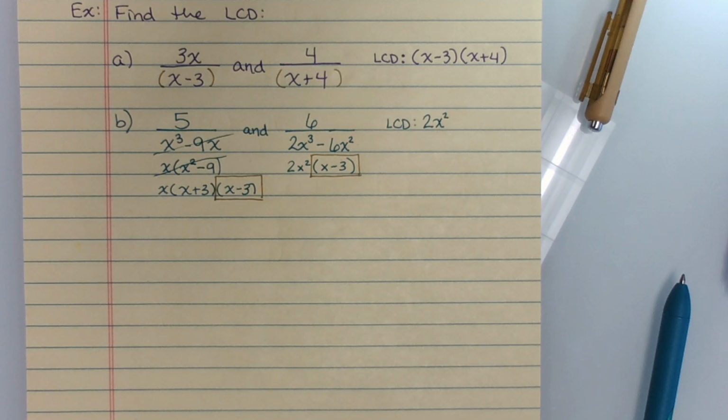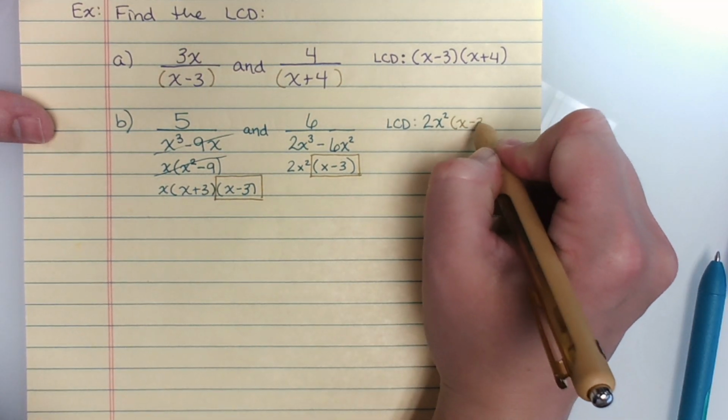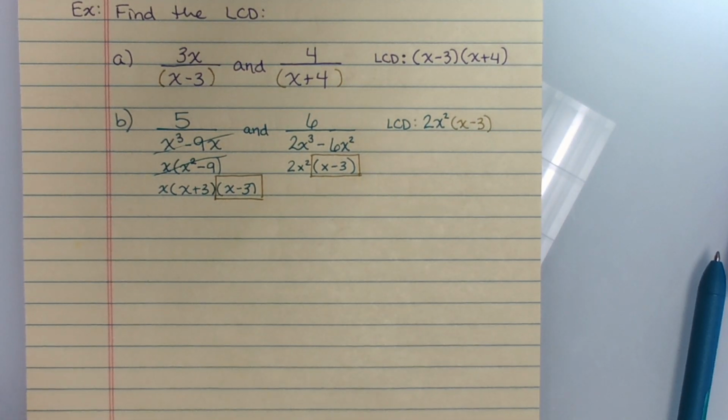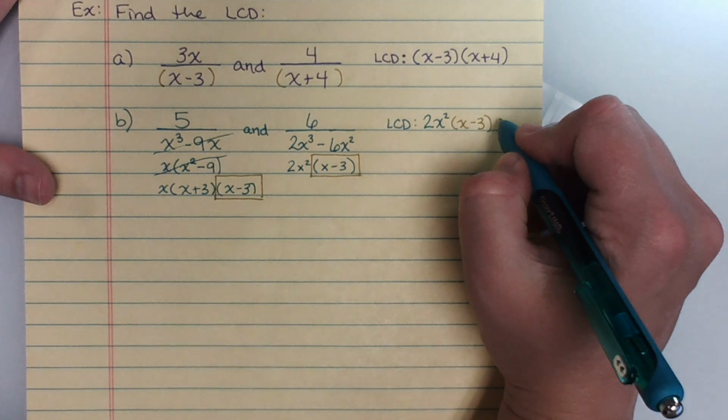Now I go back to my binomials. I need one of every item they have in common. What do they got in common? What was it again? The x minus 3. So I need an x minus 3 in here, but I only need one of them. Is there anything that we haven't taken into account? x plus 3.